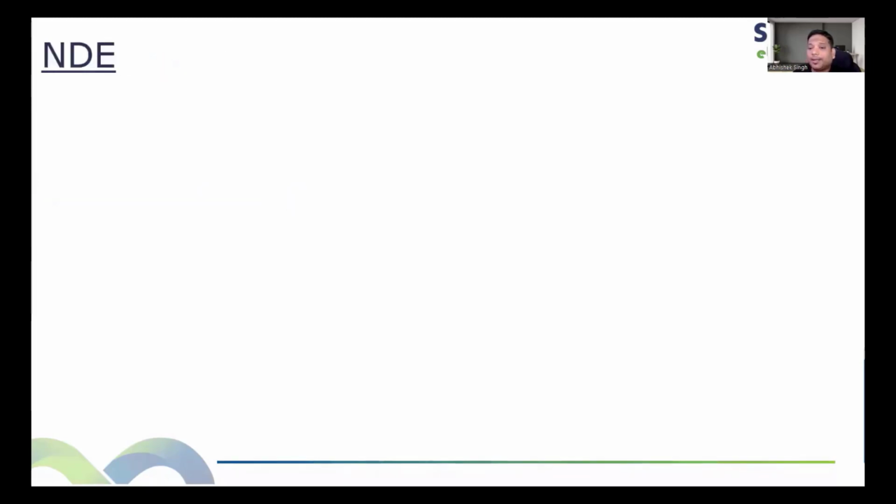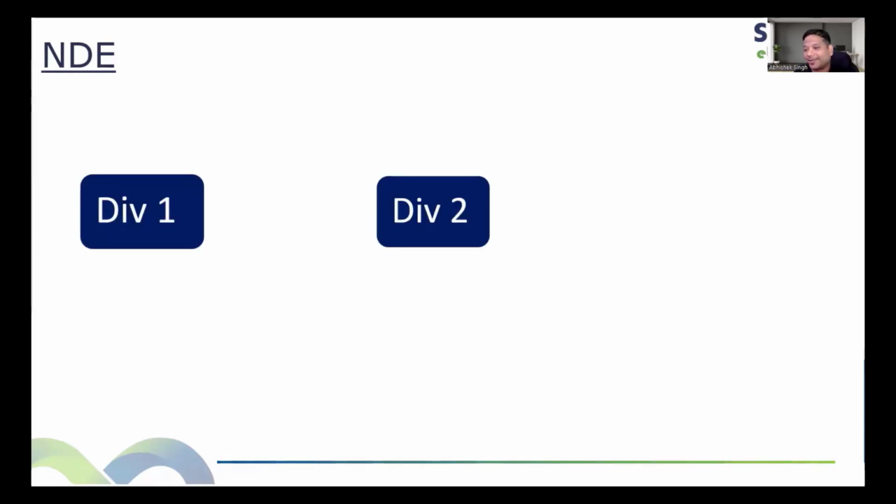So if we talk about ND, non-destructive examination, what do you think? Which one will be more stringent in terms of ND? Division 2. But do you think it is different to a great extent, or is the difference minor?